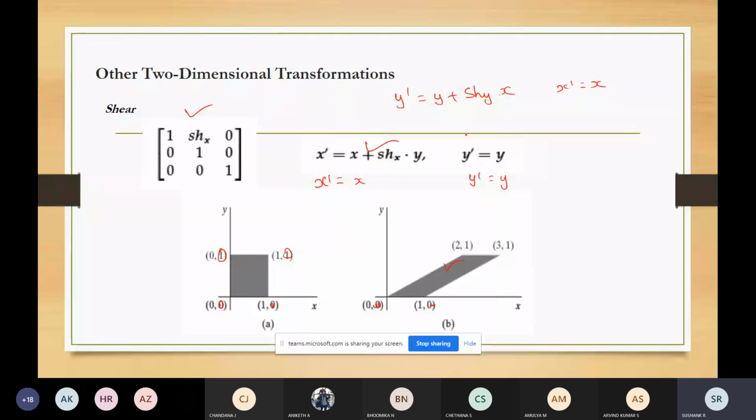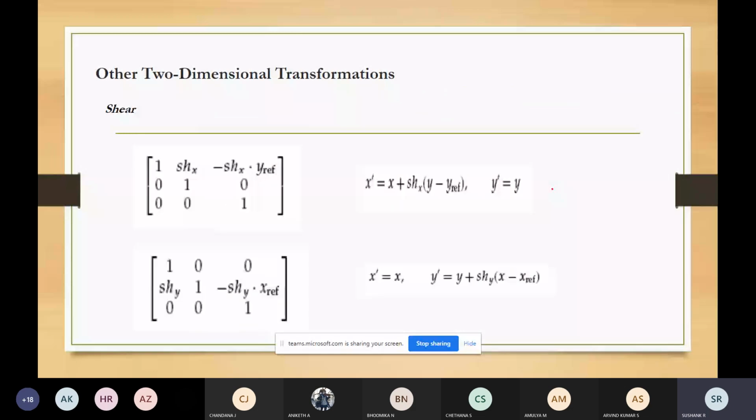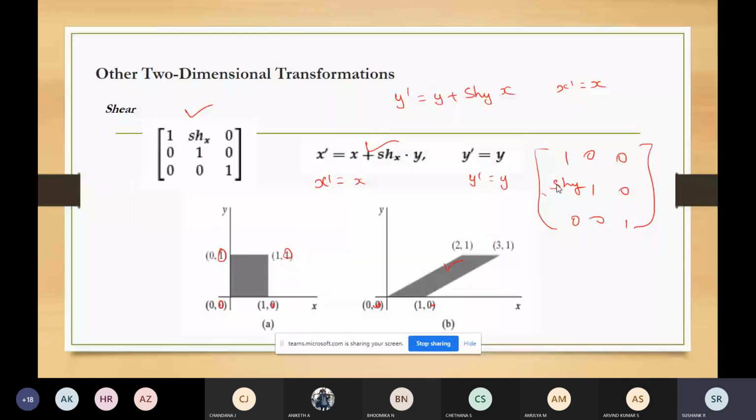If you want the same thing to be performed along the y values, this is the equation: y dash is equal to y plus shy into x, and x dash is equal to x, and the transformation matrix is 1 0 0, shy 1 0, 0 0 1. You can try this out. So what do you mean by this operation? This shear transformation will shift the coordinate x value.